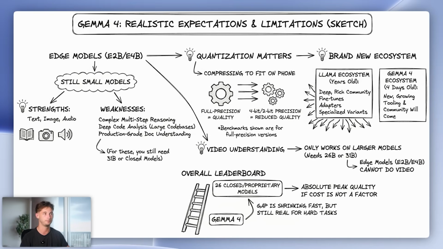Now, video understanding only works on the larger models. The edge models will do text, image, and audio, but if you need video analysis, you are going to need the 26B or the 31B. On the overall leaderboard, there are still 26 models ahead of it. All of them are closed and proprietary. If you need absolute peak quality and cost is not a factor for you, the closed models are, at the end of the day, meaningfully ahead. The gap, as we are seeing, is shrinking fast, but it's still pretty hard for any hard tasks.